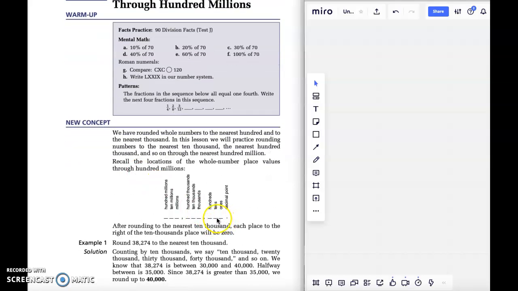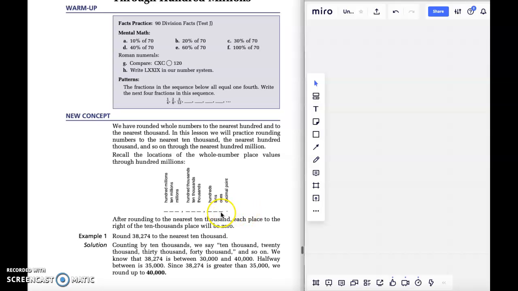Remember, every time we move to the left, we're increasing by a power of 10. If you look at our place value chart down here, we start with our decimal point, and that is what differentiates the whole numbers from the partial numbers, or the numbers less than 1. So we've got ones, tens, hundreds. Notice that they are an increase by 10. Then we have thousands, 10,000s, 100,000s, millions, 10 millions, 100 millions. So it's important to know our place value so that we can round these very large numbers.